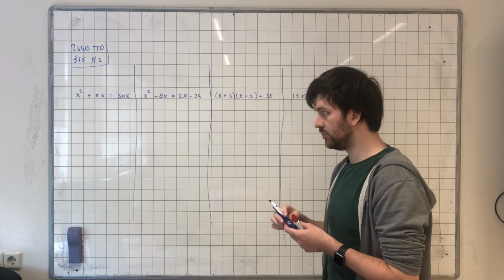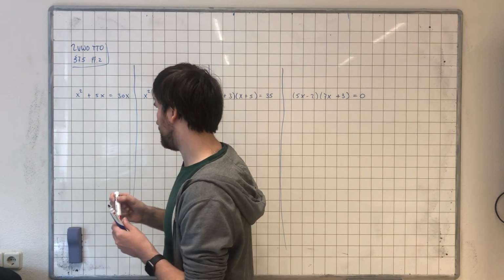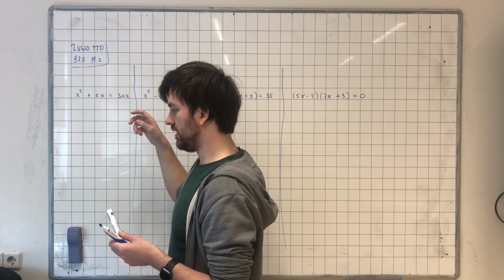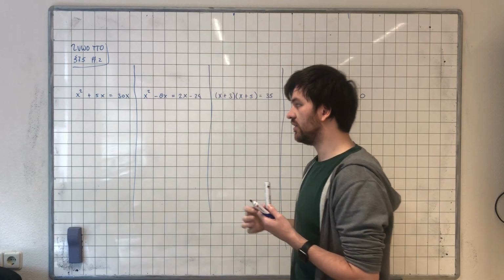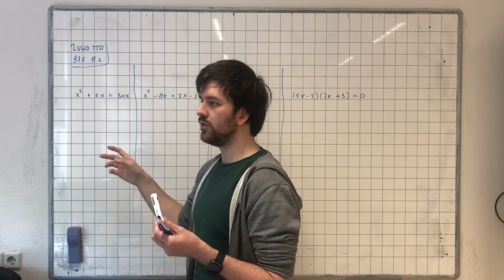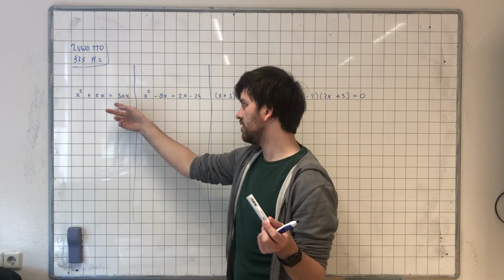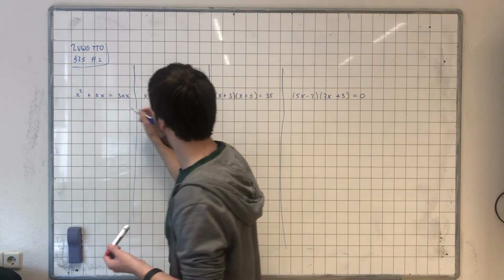Some people would make the following mistake. They would say, okay, 5 over here is the sum, 30 is the product, and then you already get stuck because then you will probably not find those two numbers. Keep in mind, whenever you're thinking about the product sum method, you want to have equals 0. We don't have that over there. So we're going to subtract 30x first on both sides.